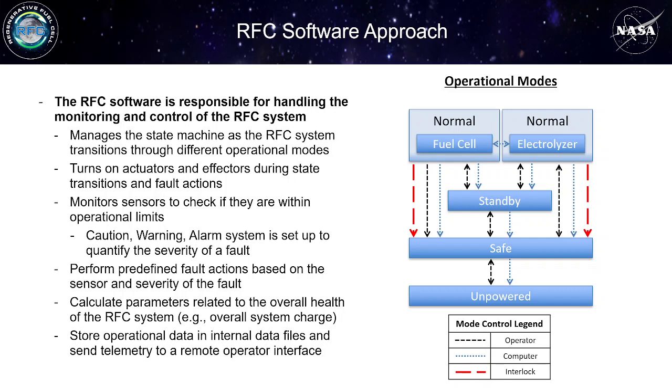So we have set up a caution, warning, and alarm system to quantify the severity of the fault. And depending on the severity, the software is supposed to automatically perform predefined actions. These can range from just sending an alert to an operator, all the way to rapidly transitioning the system to safe by essentially turning all of the actuators off. The software is also responsible for calculating parameters related to the overall health of the RFC system, and it's also supposed to store operational data in internal files and send telemetry to a remote operator interface.